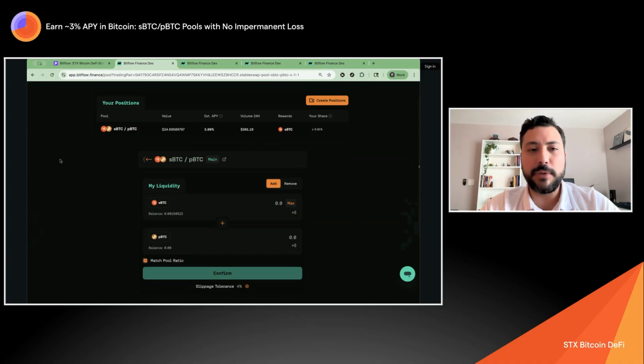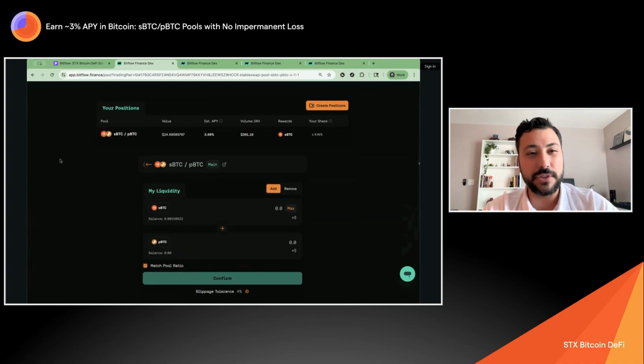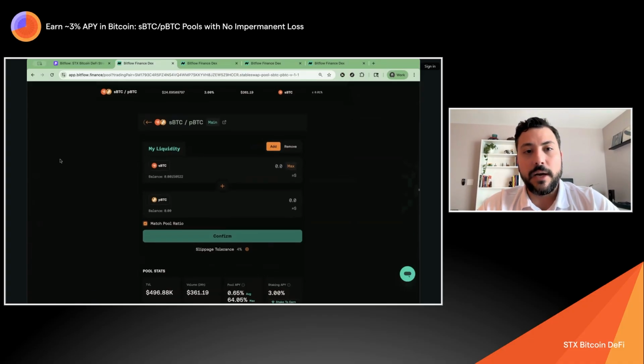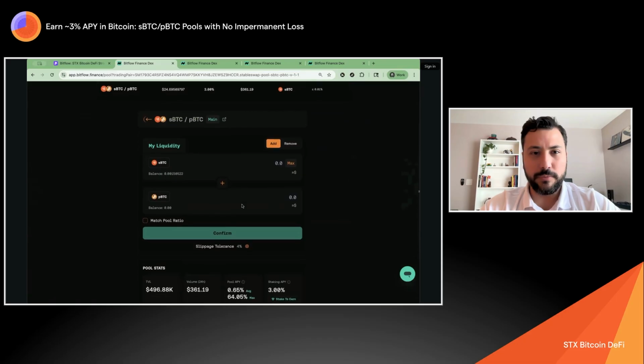So sBTC and pBTC are equal to 1 Bitcoin. So it doesn't matter how the pool composition changes over time, you're still going to be able to claim the same amount of Bitcoin, right? What's cool about this type of pool is that it allows the user to come in with one asset, which we call single-sided liquidity, and allows anybody to come in with either sBTC or pBTC and any amount and start participating in the liquidity provision. Okay, so that's super easy.